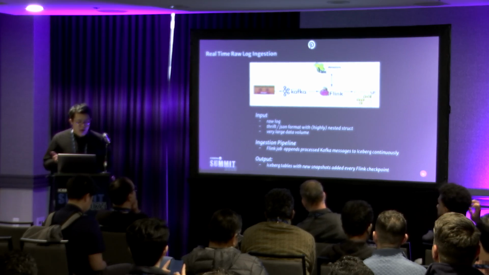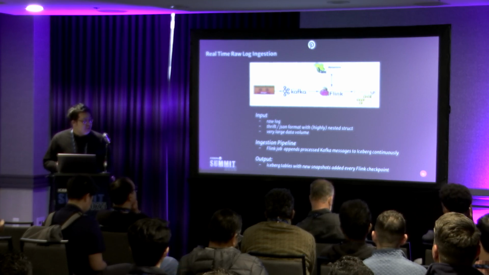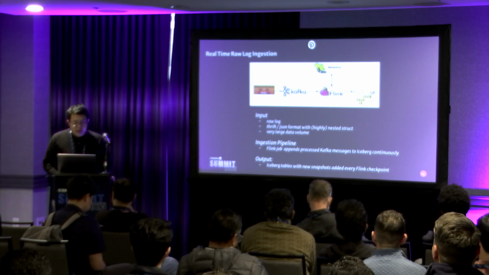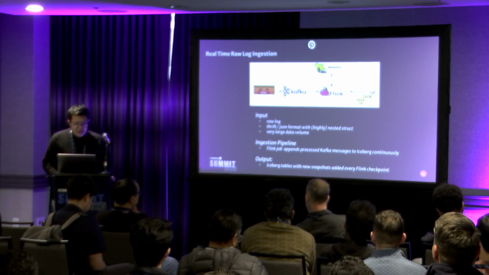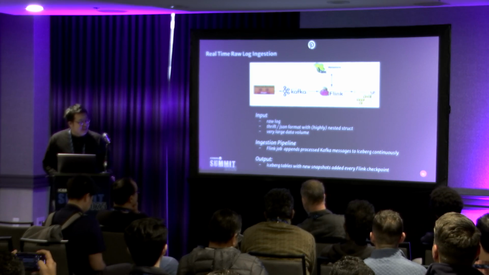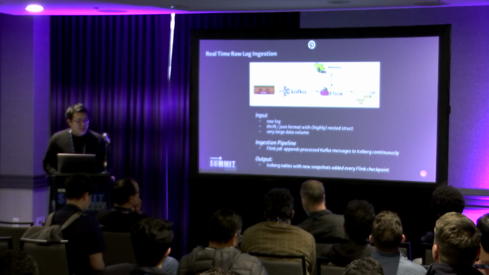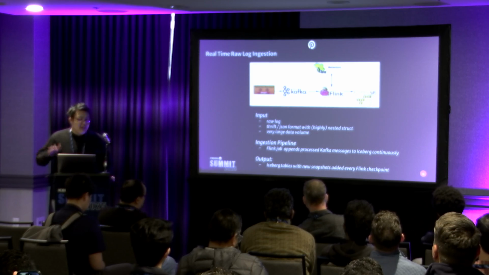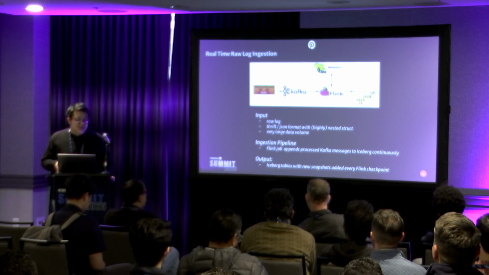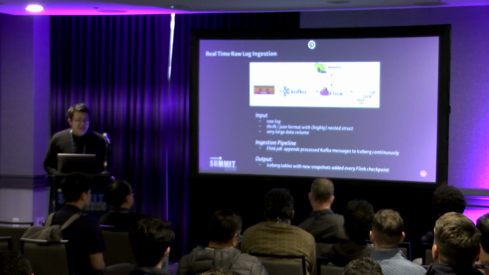You log some object. This object is usually Thrift or JSON encoded. And in our use cases, we have a highly nested struct. Usually it has hundreds of thousands of columns, or sometimes can go to millions of columns. Very nested, can be like a 10-level deep nested data struct. This is the type of data we're dealing with.